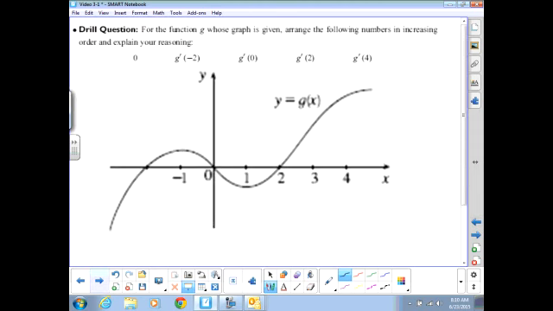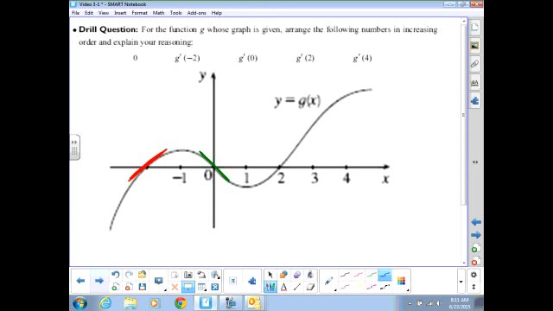Last thing for this video, from this graph, we are going to try and put in order g prime of negative 2, g prime of 0, g prime of 2, and g prime of 4. You need to keep in mind that the primes represent the slope of the tangent line. So first off, at negative 2, we have a slope that is positive. So you can kind of sketch in the tangent line. At g prime of 0, the slope of our tangent line is negative.